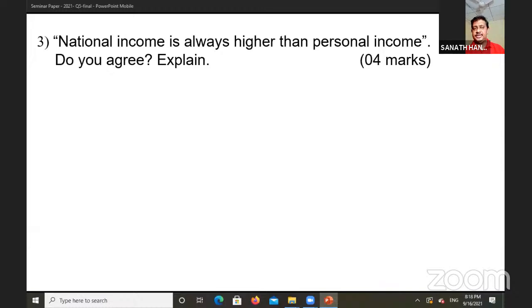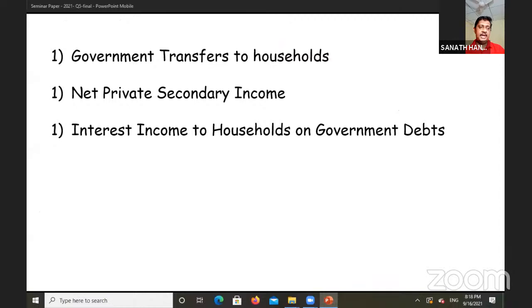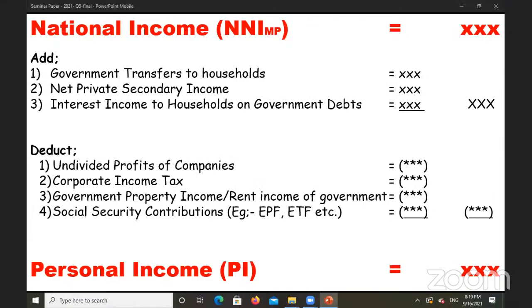Write down, not agreed. Personal income can be higher than national income.